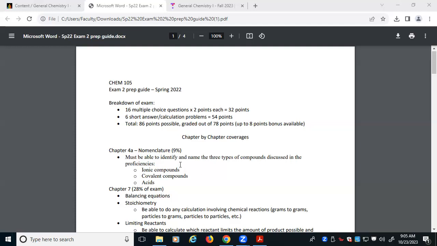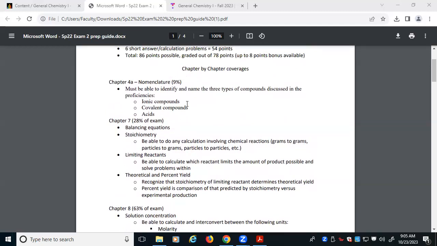In terms of coverage, there are going to be some questions related to nomenclature. Remember, even though we did that in module 2, I held that off of the first exam because I wanted to give you more time to get ready for those proficiencies. Now that those proficiencies have come, that is a style of question that I can ask you, and I will ask you a little bit about it on the exam on Wednesday.